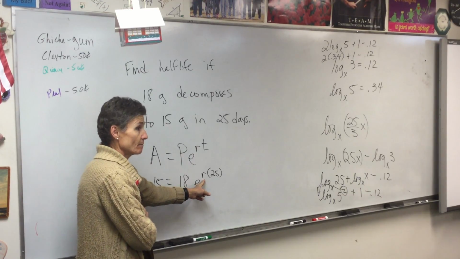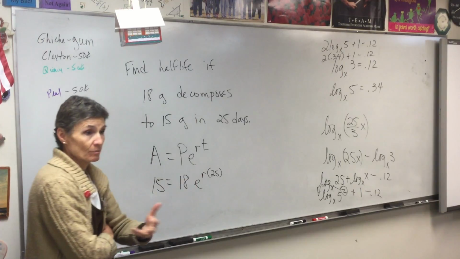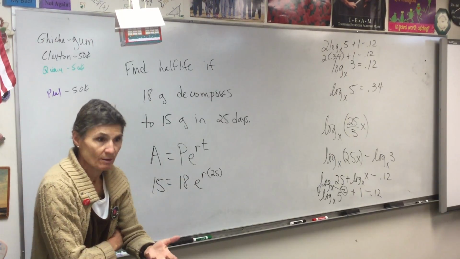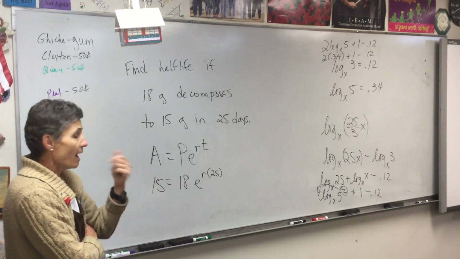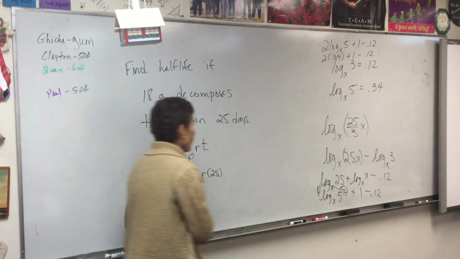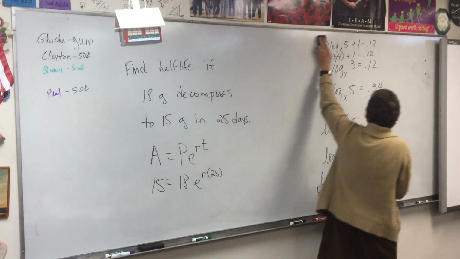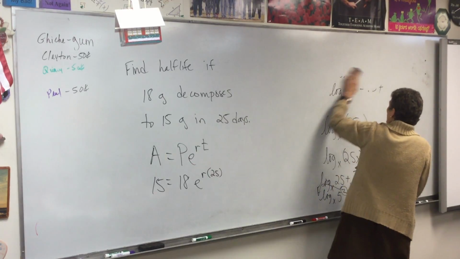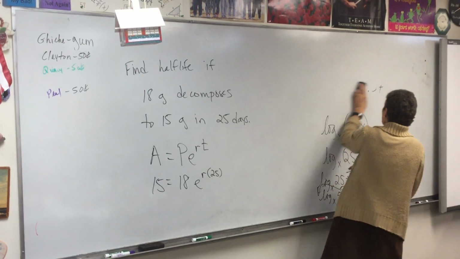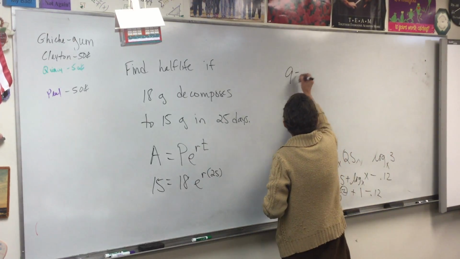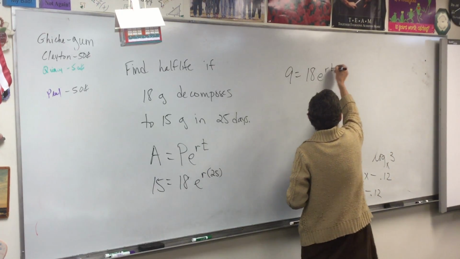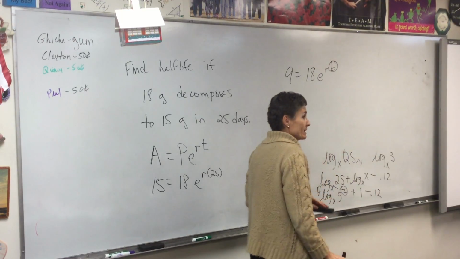What's that going to give me? The decay constant, right? It's going to say like 12% or something, actually negative 12%. It's going to give me a decay constant. I need the half-life. Well, wait a minute. If I need half-life, then I really don't want to end up with 15 grams. I want to end up with how many? 9. So that would look like this, and this is your half-life right there.